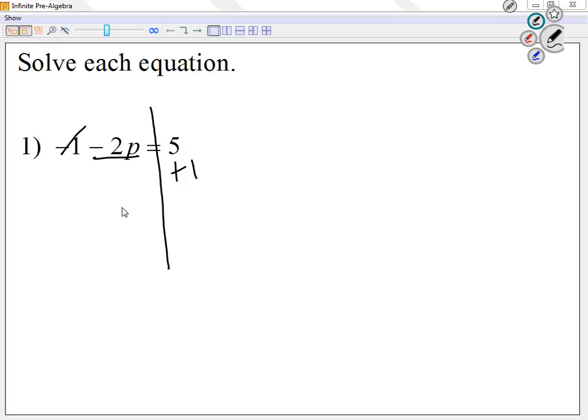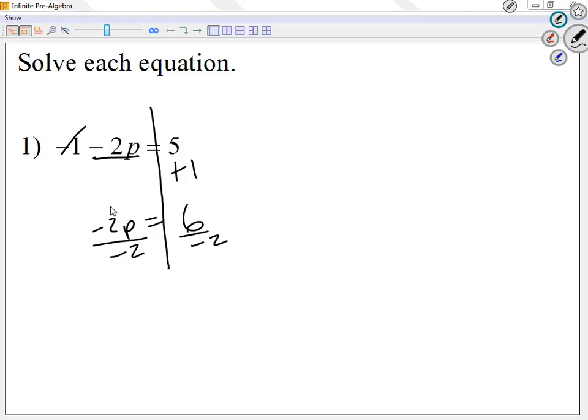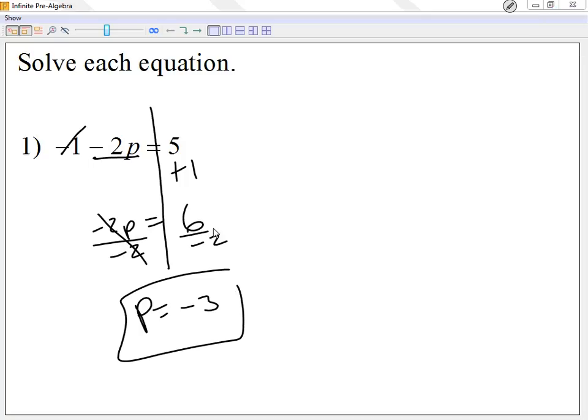All I want in reality is letters on one side, numbers on the other. So on the left side, I have negative 2p. On the right side, I have 6, because 5 plus 1. Now that I only have one term on each side, divide by the number in front of the letter. So let me divide by negative 2. I get that p is equal to negative 3, because 6 divided by negative 2 is negative 3.